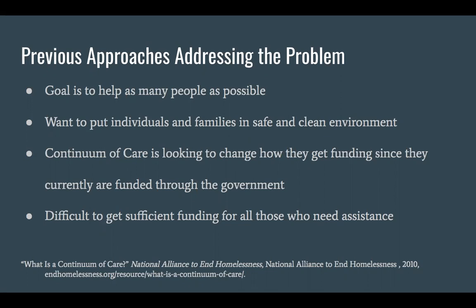So we were just kind of keeping these in the back of our minds as we were coming up with our innovative solution, and I'm going to pass it on to Daniel now, who is going to explain what that solution is.